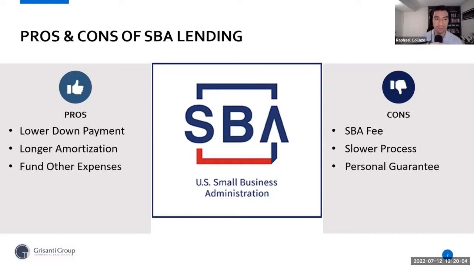So to start off, the primary pros are they do offer lower down payments. In particular, with the 504, you can get as low as, I believe, 10% down. That's actually a big deal for a lot of business owners, because if you take, let's say, a $1 million building that you want to purchase, a 10% down payment is $100,000 versus a traditional lender, which may require 20 to 25% down, which is $200,000 to $250,000. That's a big savings as far as coming to the table with less money.